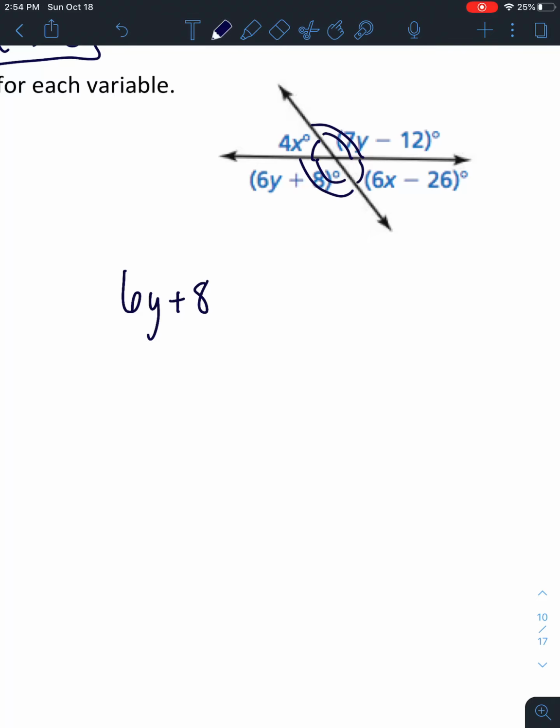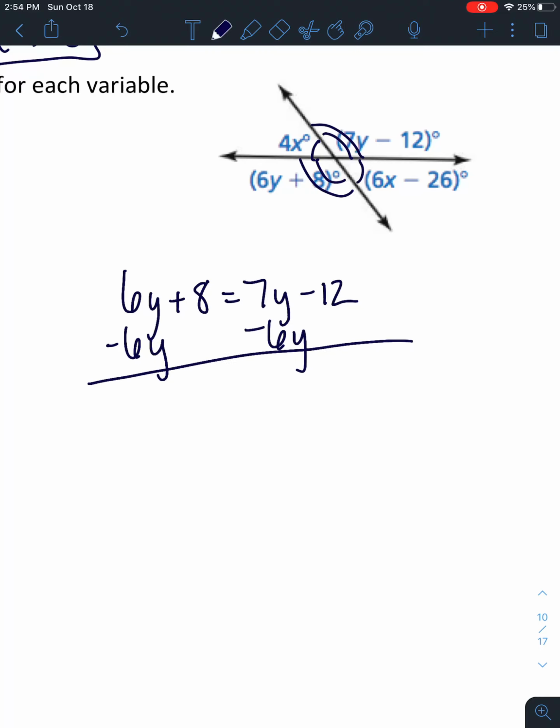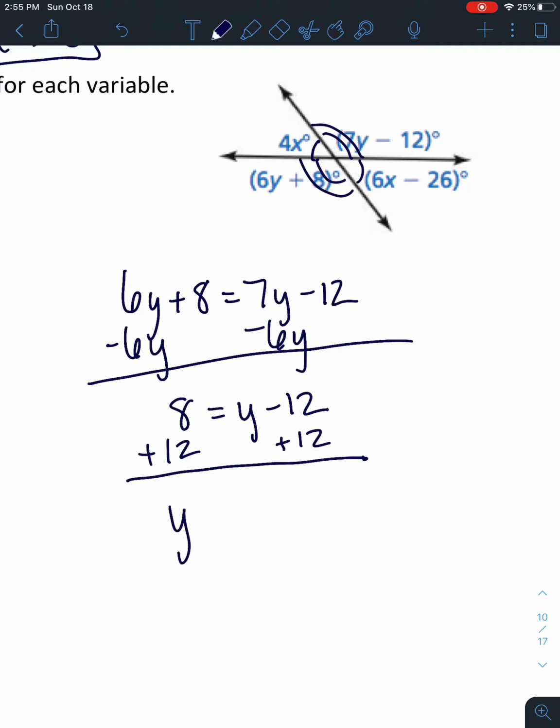6y plus 8 is equal to 7y minus 12. Let's go ahead and solve. I'm going to subtract 6y from both sides. That gives me 8 equals y minus 12. Add 12. There's a bunch of different ways you can solve these. This is just one way. So that gives me y equals 20.